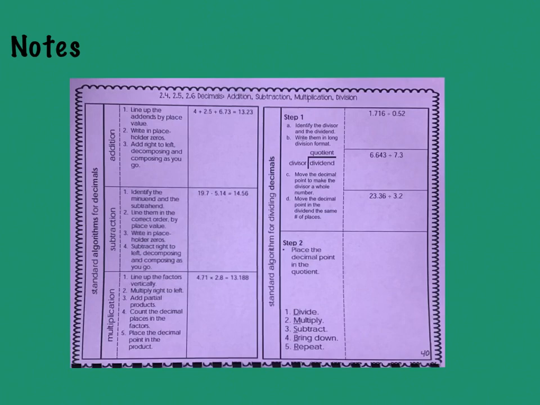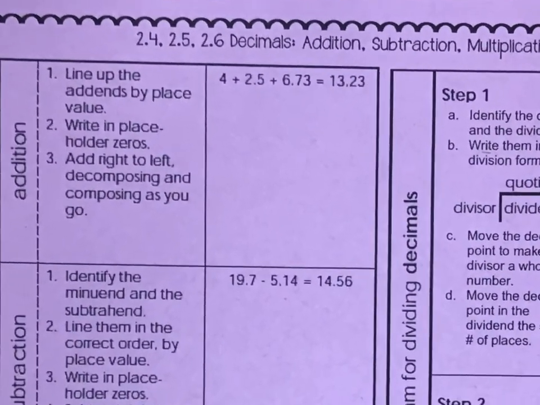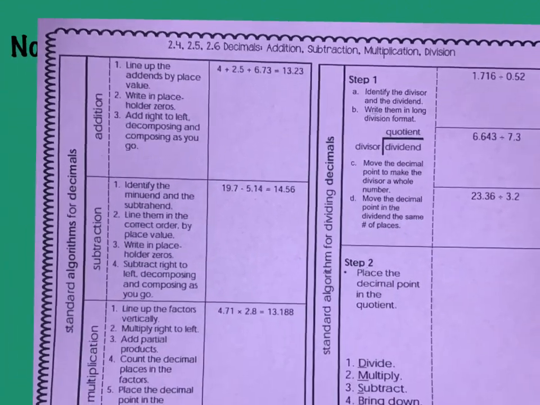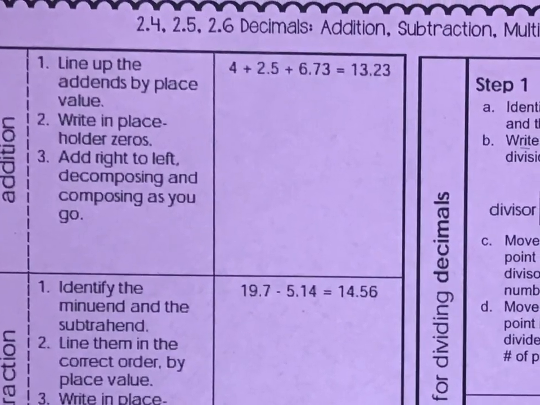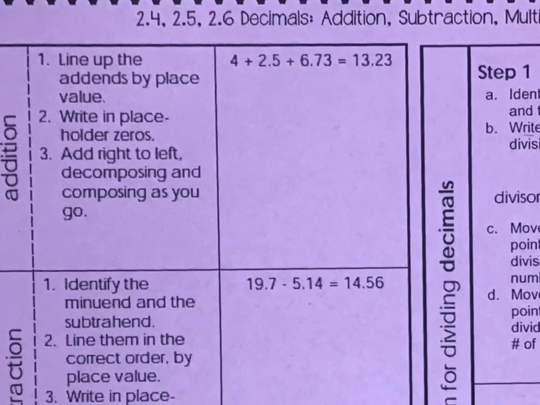All right, so if you look at page 40 in your notes, you're going to see this paper. And we're going to fill out part of it today and then part of it tomorrow. So you can see right here, we're going to be focusing on addition and subtraction. So let's take a look at this really quick. So number 1 right here, it says line up the addends by place value, or line up the decimals. Write in placeholder zeros, add right to left, decomposing and composing as you go. And that just means solve it like you always would.